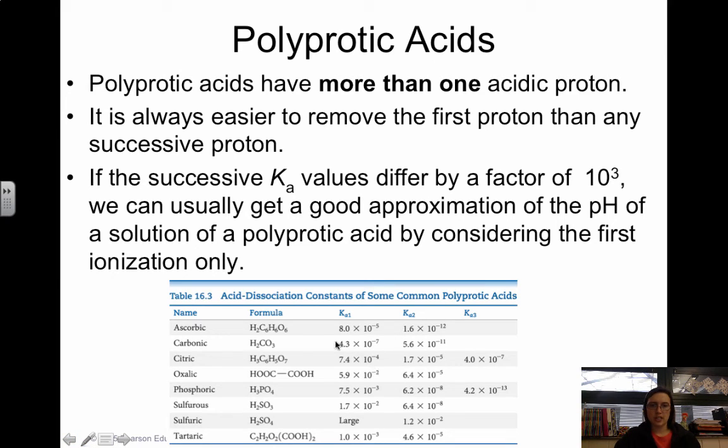If you take a look at, for example, carbonic acid, notice that it's 10 to the negative 7 and 10 to the negative 11. That differs by 4 factors of 10. So we can get a pretty good idea of the pH just by focusing on the first Ka.